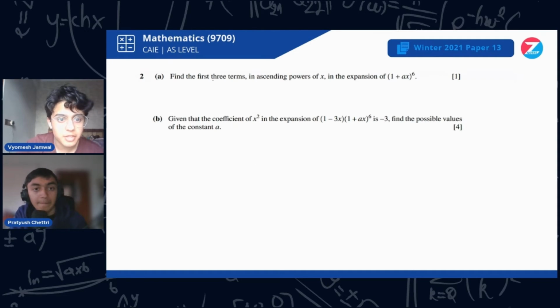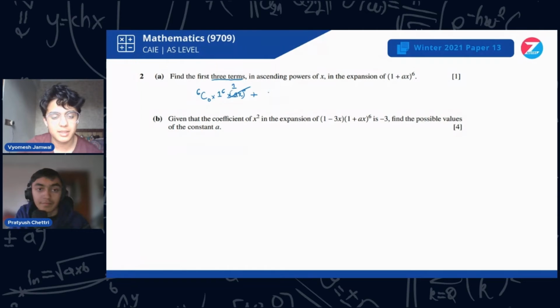It says the first three terms in ascending order of x for the expansion of (1 + ax) to the power 6. In this case, we're going to use the binomial theorem again. It's going to be 6C0 times 1 to the power 6 times ax to the power 0, plus 6C1 times 1 to the power 5 times ax to the power 1.